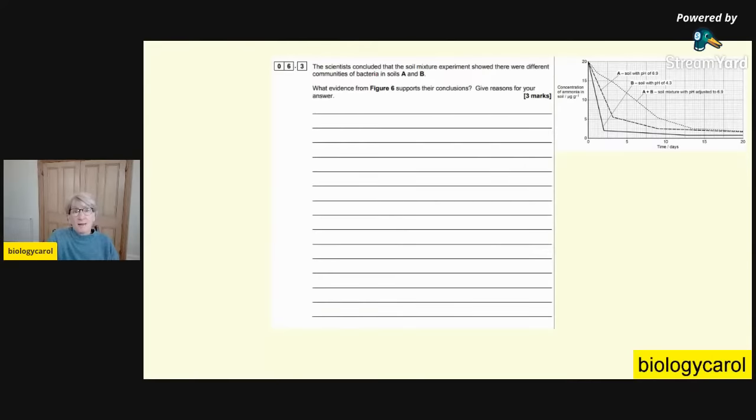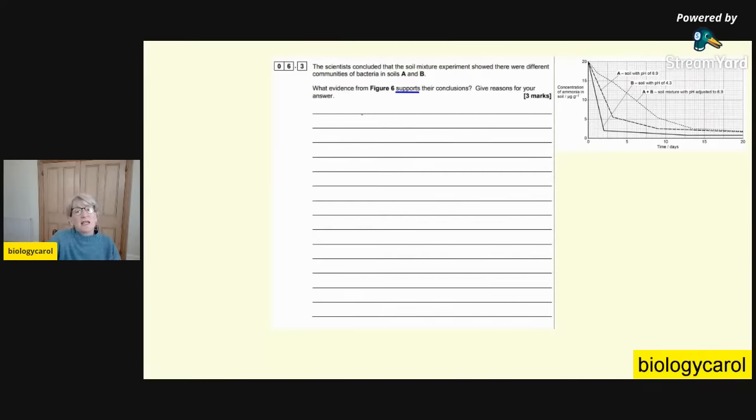6.3, scientists. We're nearly at the essay, which I am going to go through. The scientists concluded that the soil mixture experiment showed that there were different communities of bacteria in soils A and B. Remember that communities means lots of different species. So we've got a whole mixture of species of bacteria in soils A and B. What evidence from figure 6 supports their conclusion? Now, the first thing I noticed is that it said supports. I'm not being asked to evaluate. I'm being asked to support the conclusion that there were different communities of bacteria.